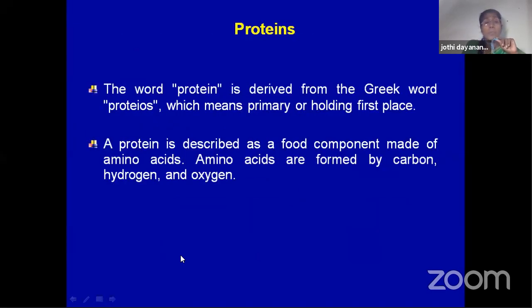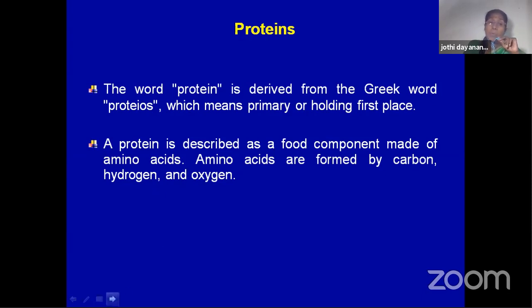Now, protein is derived from the Greek word proteos, which means primary. A mother's milk is full of protein. That is called primary food, which holds the baby. So that is very essential. That has come from the Greek word. And protein is described as a food component made of amino acids. Amino acids are formed by carbon, hydrogen, and oxygen.